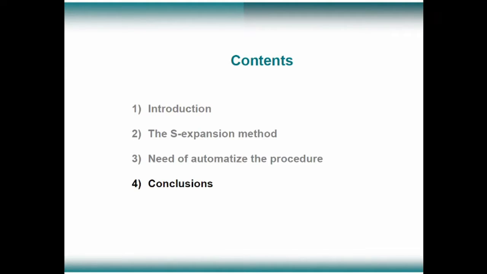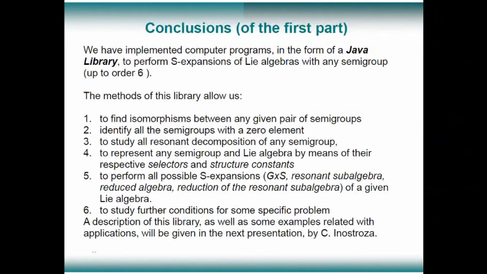And then some conclusions for the first part. We were able to implement computer programs in the form of a Java library to perform this expansion of the algebra with any semigroup up to order 6. Why up to order 6? Because at that order we have the tables to do it.